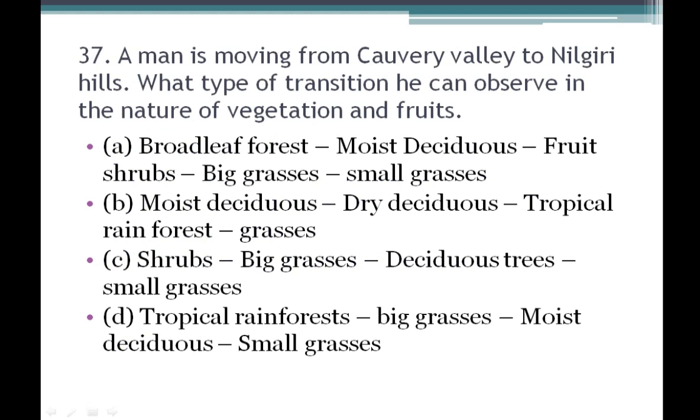Question number 37. A man is moving from Kaveri Valley to Nilgiri Hills. What type of transition can he observe in the nature of vegetation and fruits? So the correct option is option A, that is broadleaf forests, then moist deciduous, then fruit shrubs, then big grasses, and after that, small grasses.